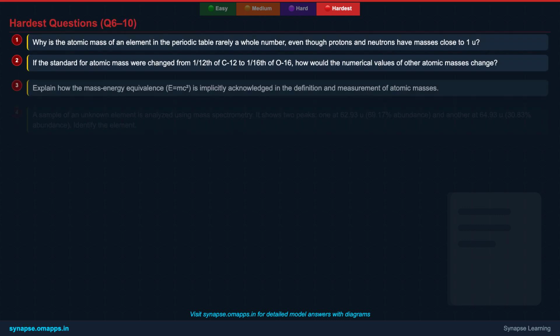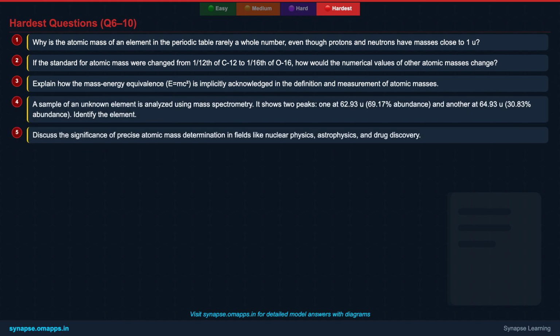And here are your final 5 hardest questions. Why is atomic mass rarely a whole number? How would changing the standard to O-16 affect other atomic masses? Explain how mass-energy equivalence is acknowledged in atomic mass. Identify an element from its isotopic analysis data. And finally, discuss the significance of precise atomic mass determination in various scientific fields. These questions will truly test your mastery of the topic. Good luck!